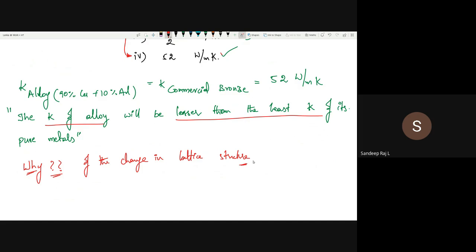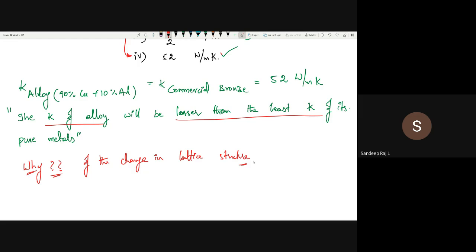The lattice structure is so structured. So what is the heat transfer mechanism here for conduction? It is lattice vibration only. When the lattice vibrates from one body to the other body, the heat transfer will be very fast. But when you make this alloy, the lattice will not be in that form. Lattice will be compromised. Its structure will be compromised. That's why there will be huge changes in the lattice structure.